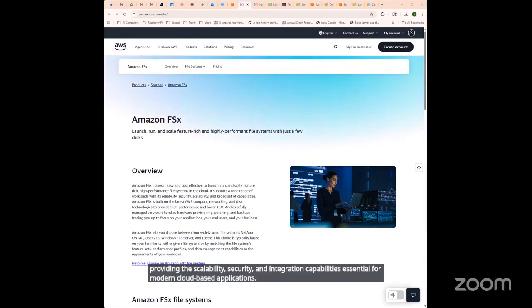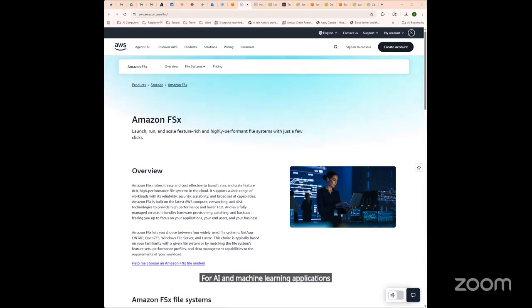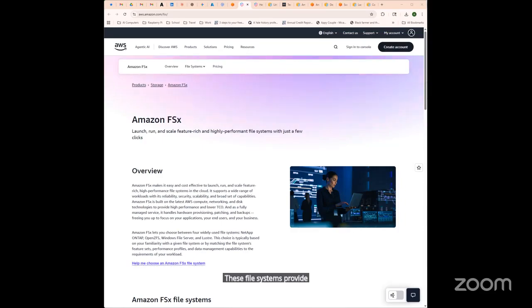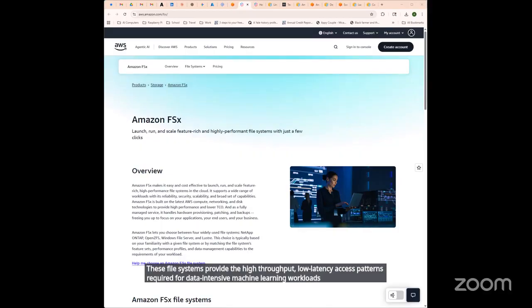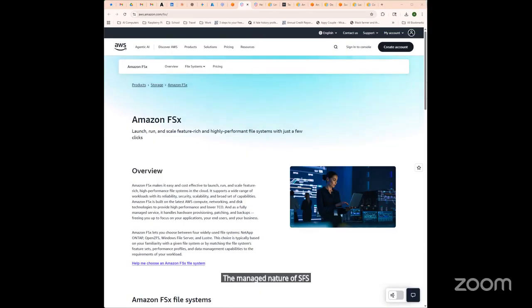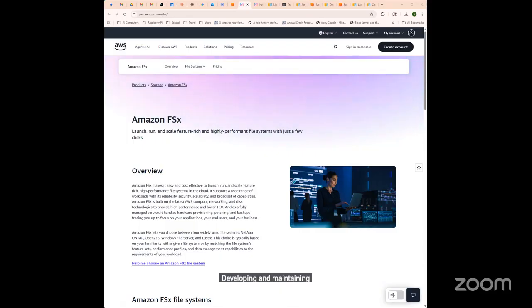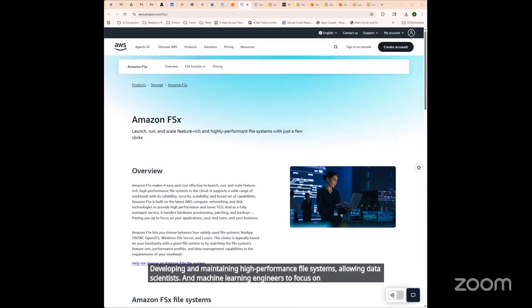For AI and machine learning applications, the FSx family serves as a critical infrastructure component that bridges the gap between raw storage and compute performance. These file systems provide the high throughput, low latency access patterns required for data intensive machine learning workloads, including training large neural networks, processing massive data sets, and supporting distributed computing scenarios across multiple instances and availability zones. The managed nature of FSx eliminates the operational overhead typically associated with developing and maintaining high performance file systems, allowing data scientists and machine learning engineers to focus on model development rather than infrastructure management.